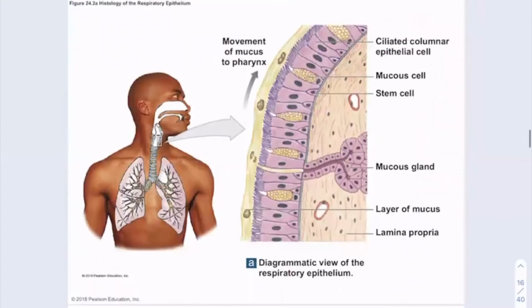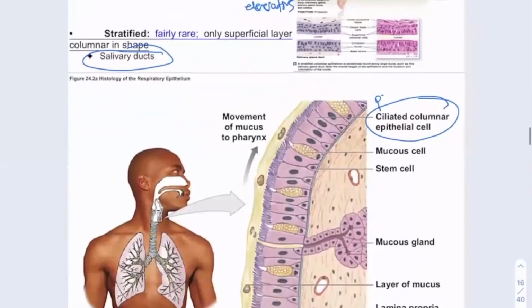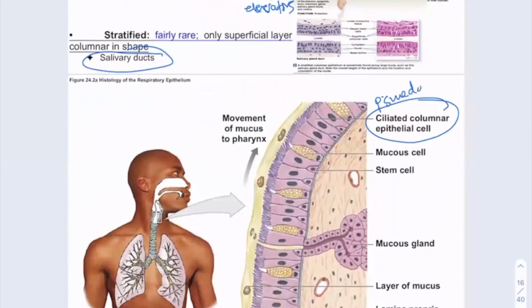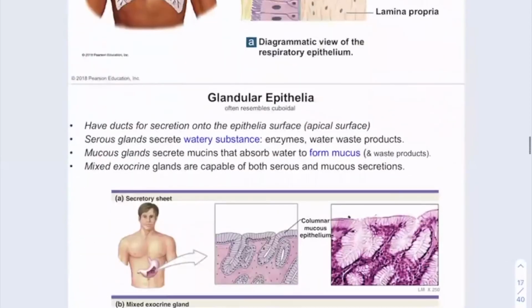So this is kind of showing you these pseudostratified ciliated columnar, right? Ciliated columnar, and these are the cilia right here. And here's the mucus being pushed up. So it's showing you that.